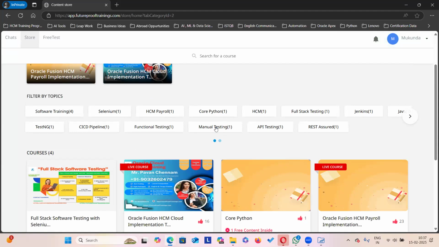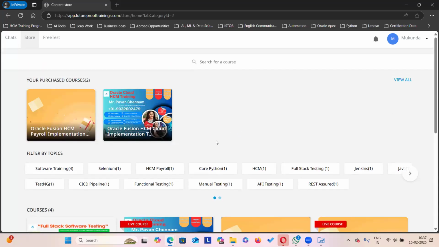The assurance we are giving here is that you pay the fees once and you can join the course as many times as you want until you are placed in a job. That is the assurance we are providing for all the students, for all the courses, not only for software testing. For any course, you pay the fees only once and you join the courses as many times as you want until you are placed in a particular company.